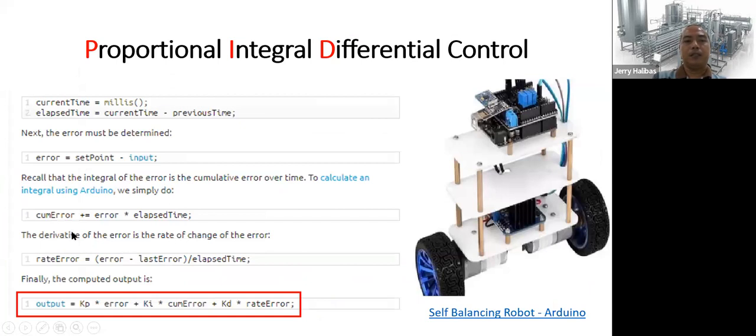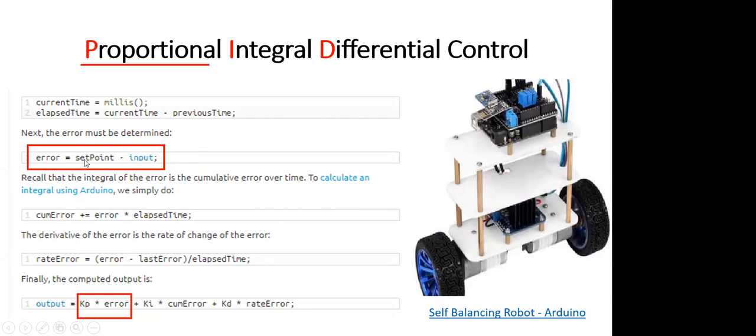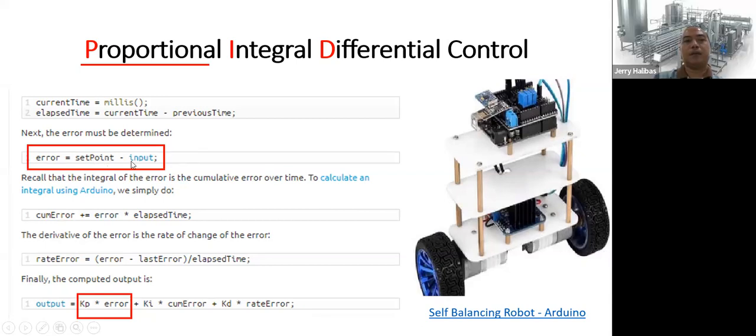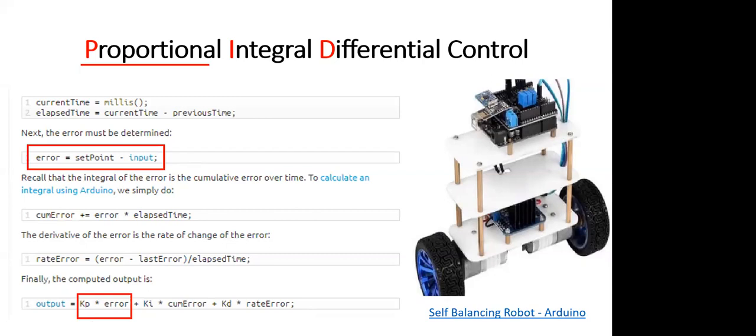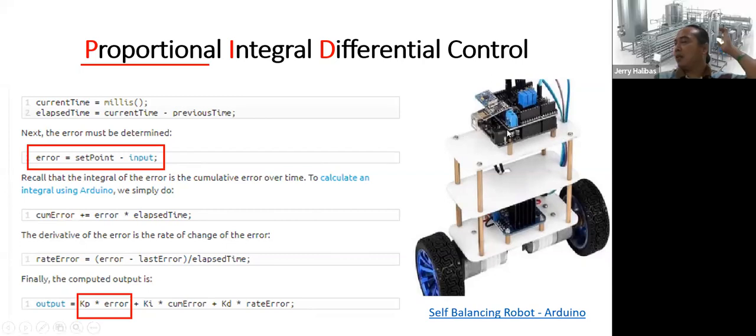So let's proceed. I want to emphasize here that this is actually the discrete formula for the PID control system. Question: what sensor is used for balancing? Okay, it is using an inertia sensor or an accelerometer sensor. It comes in different kinds, 3-axis and 6-axis, depending on what you use. The generic term is inertia sensor or accelerometer.